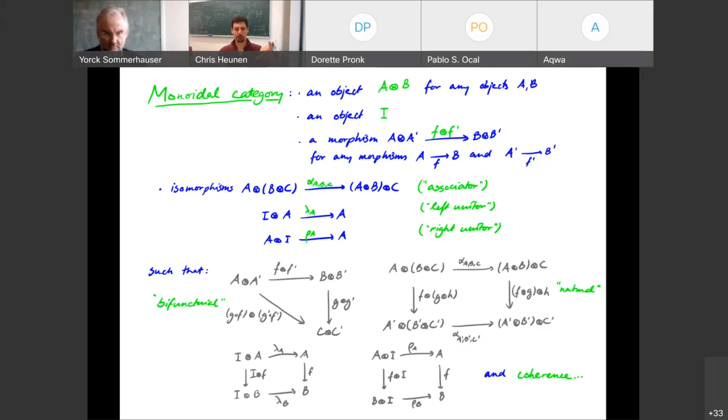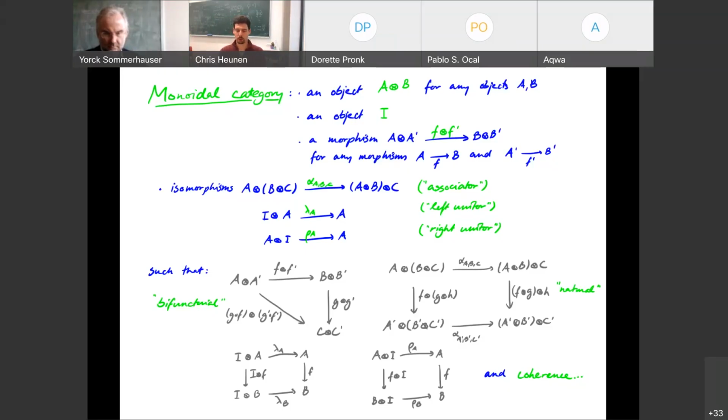So now if you have 3 pairs of objects, A prime, B prime, C prime, and 2 pairs of maps, F, F prime, G, G prime, I could do 2 things. First, I can put the pair of maps together to get F tensor F prime and G tensor G prime, and then compose them. Or I could first compose the 2 things of the pairs individually and then put them together. Both will be something from A prime to C prime. I want those 2 things to be the same. That's called bifunctoriality.